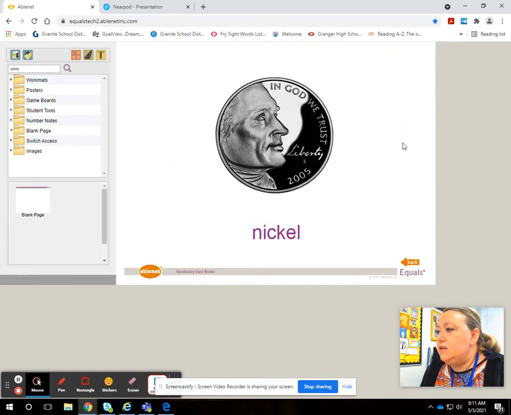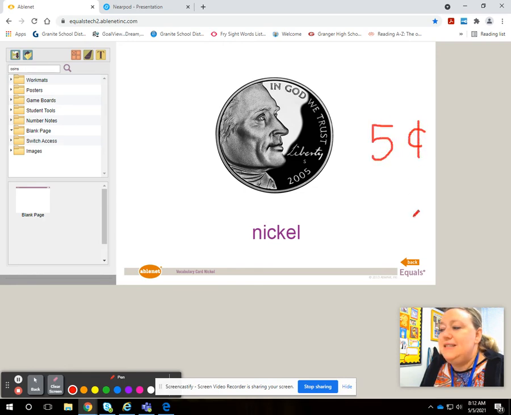All right, let's take a look at our next coin. The next coin is called a nickel. The nickel is worth 5 cents. So I'm going to write that up here. It's worth 5 cents, it's the same as if I had 5 pennies. So 5 pennies is equal to 1 nickel.